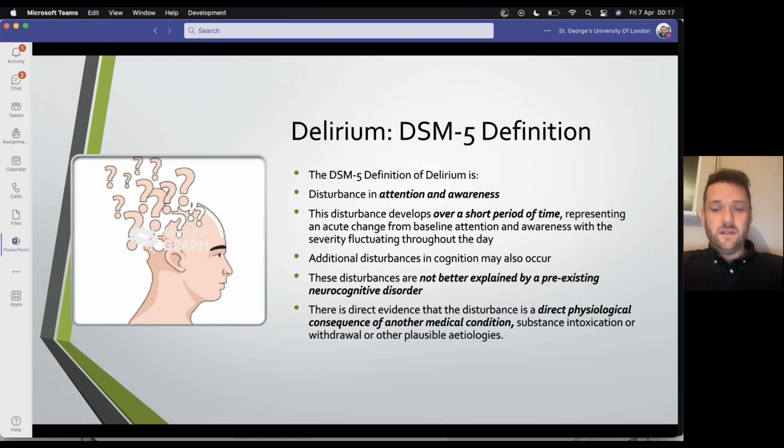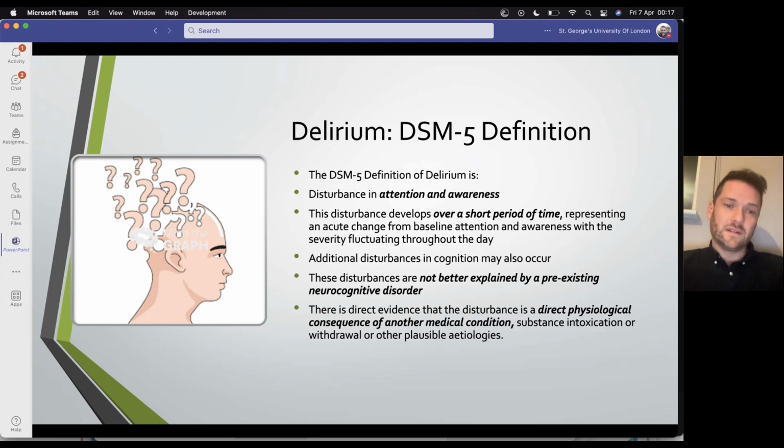And we also need to have direct evidence that the disturbance is a direct physiological consequence of another medical condition. So, one that people might know very much is UTIs. In elderly people who are susceptible, they can actually cause delirium. So, really, that was a lot of words.